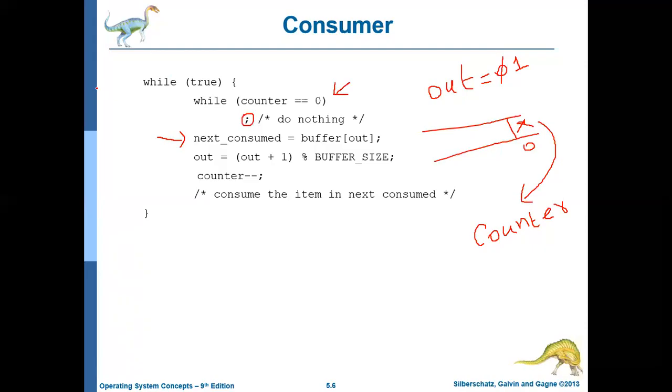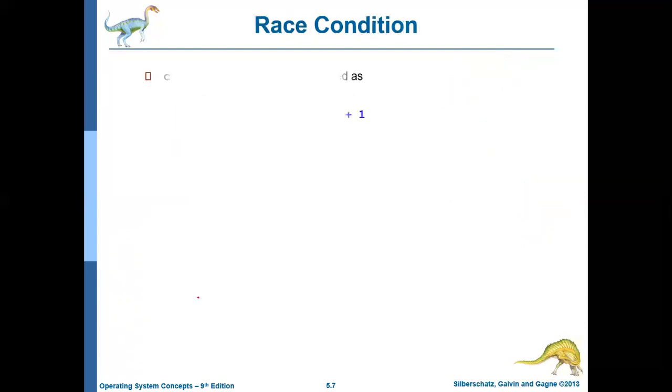Now if these two processes were allowed to run parallelly, then this may lead to a problem, and that problem is called data inconsistency. So how it will lead to data inconsistency, that now we'll be discussing. So we know that this counter is a shared variable which is shared between producer and the consumer.